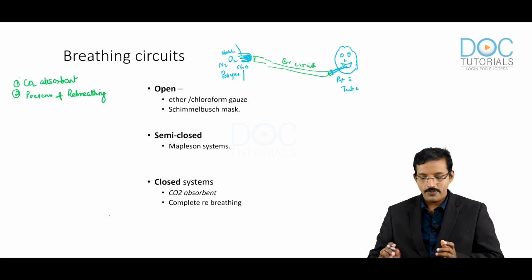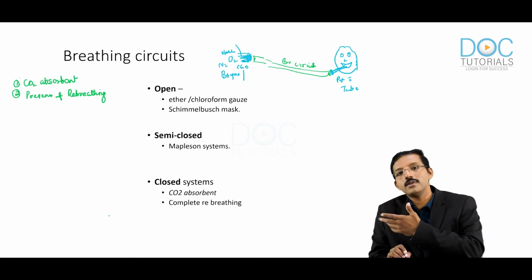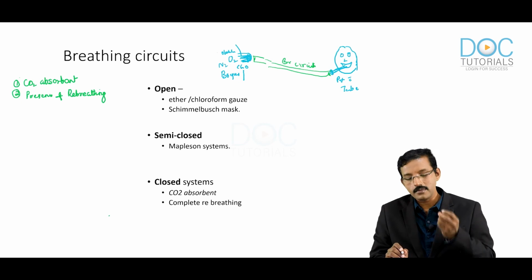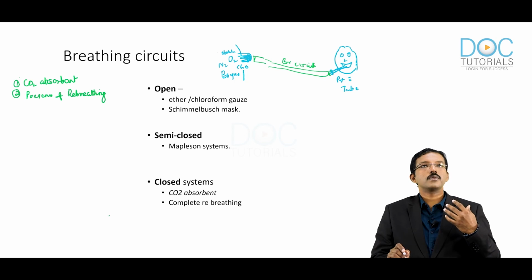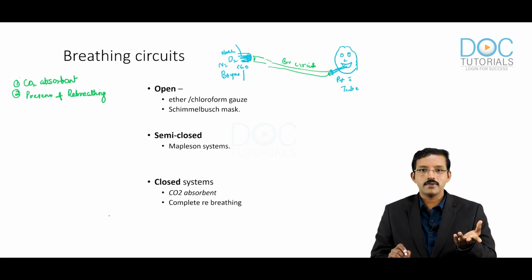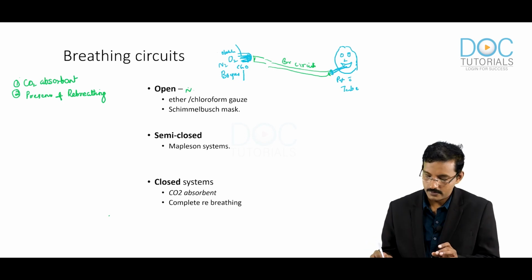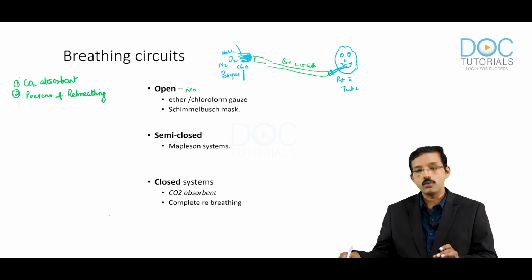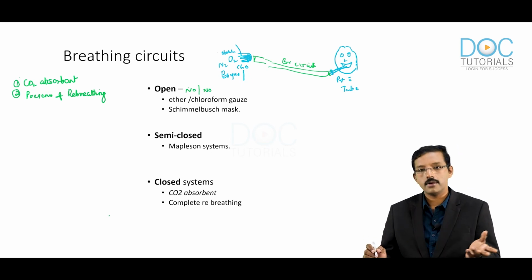Now why do I say that? Because there is no carbon dioxide absorbent. Whatever carbon dioxide is generated by the patient is given to the atmosphere. There is nothing to absorb. Number two, there is zero rebreathing, because whatever air is taken in from the atmosphere is completely given back to the atmosphere. You don't rebreathe. So there is zero rebreathing. There is no rebreathing in open circuit, and is carbon dioxide absorbent needed or not? There is no carbon dioxide absorbent as well, because no rebreathing, no carbon dioxide absorbent.